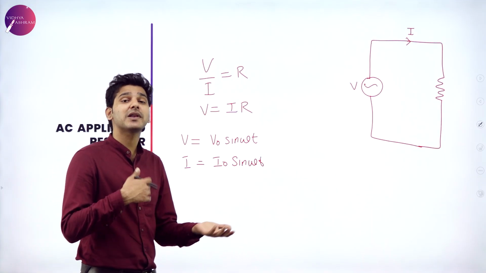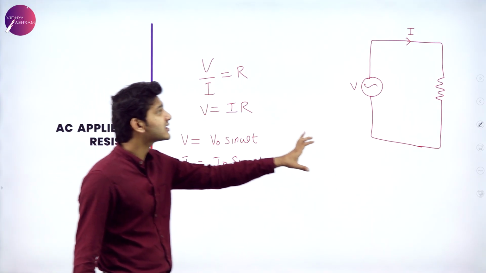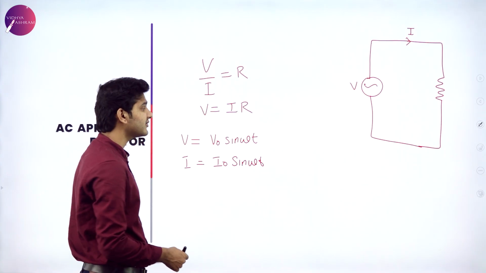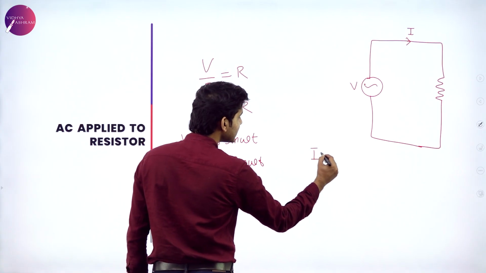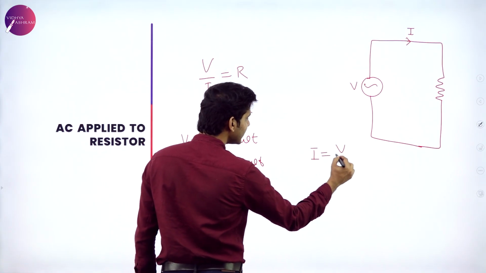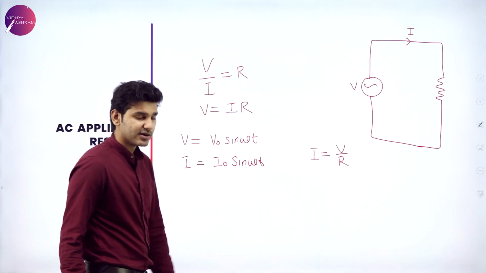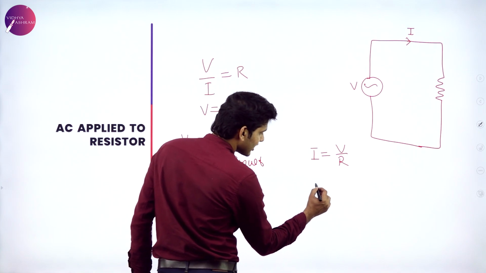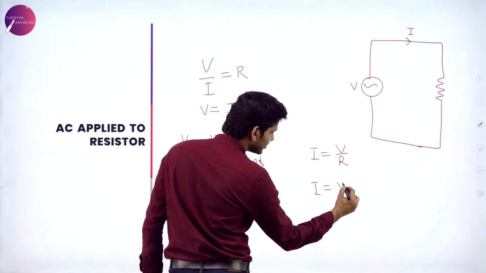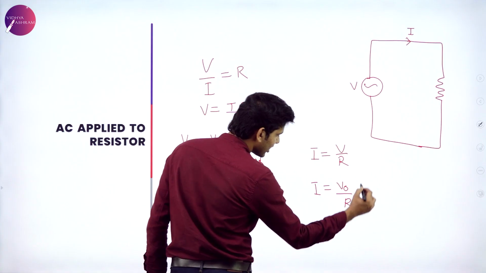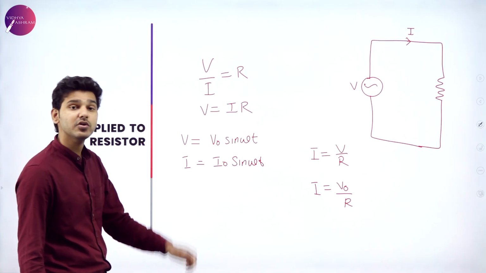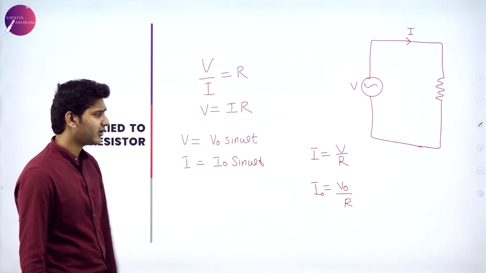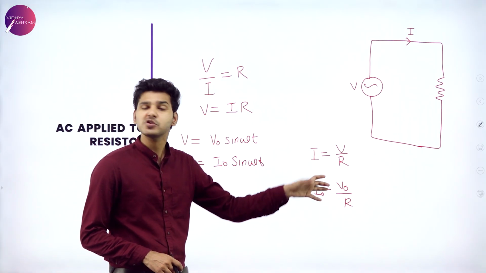So now, actually applying Ohm's law, we can find the current flowing through this particular circuit. From this equation, I is equal to V by R, or simply by taking V naught and I naught, I naught is equal to V naught divided by R. It's a simple derivation, only 2 steps are there.